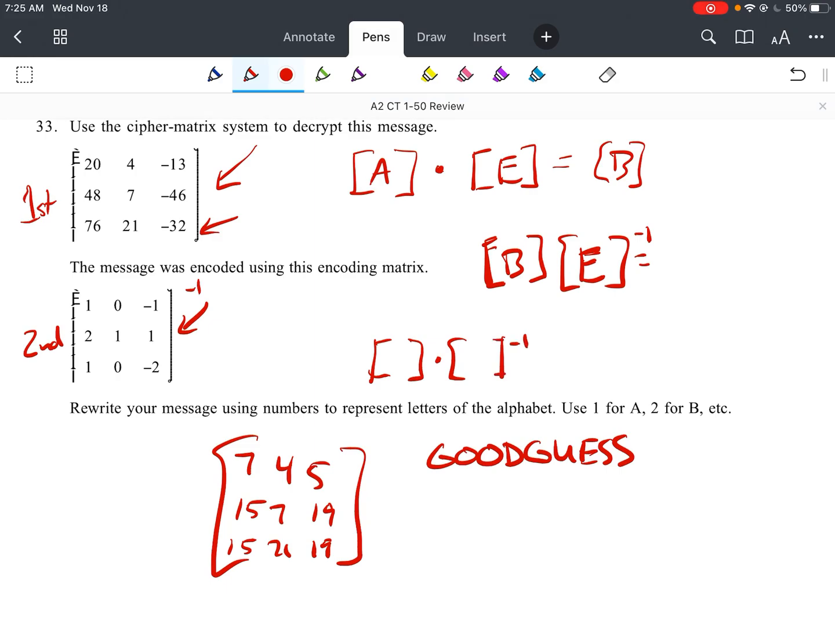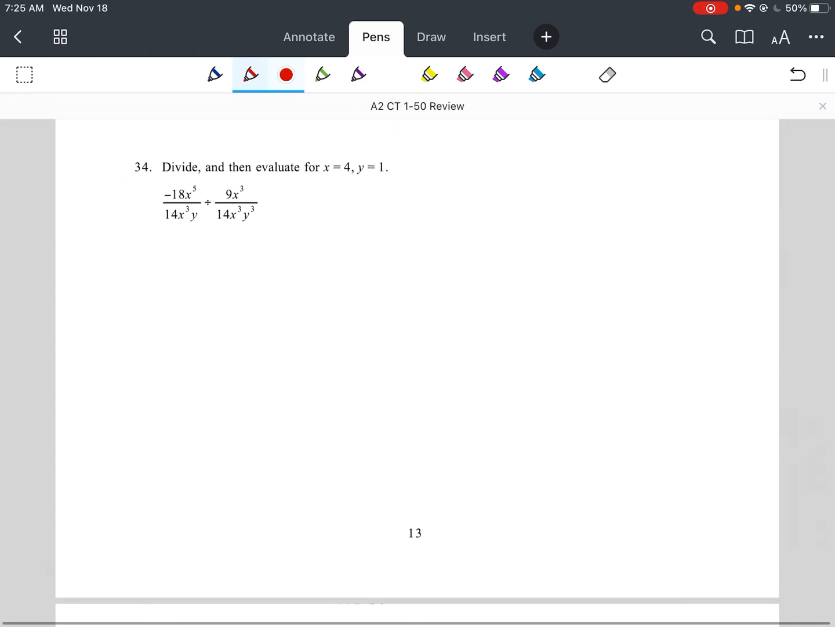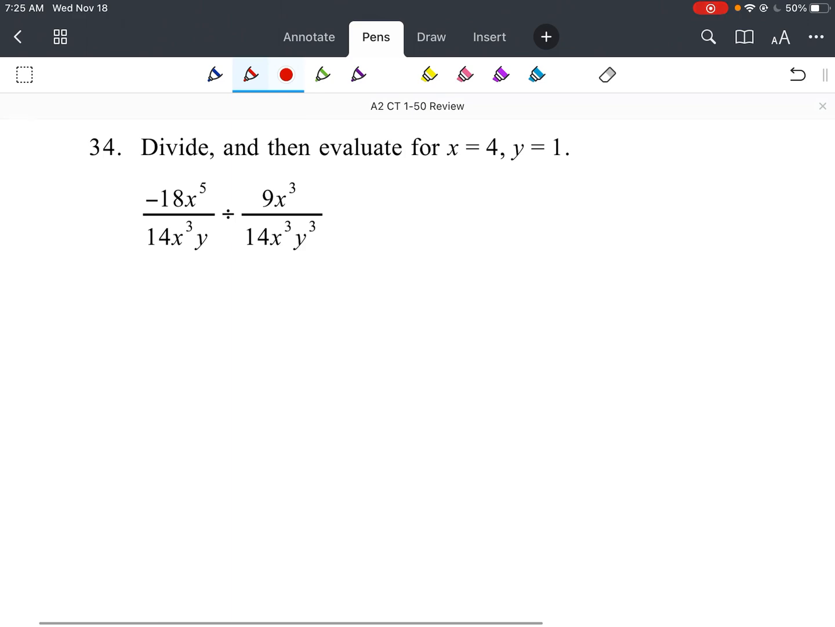Okay, so if you put them in as A and B, that's fine. Just do A and B inverse. That was from your investigation. That's why we do it. All right. It says divide, then evaluate.